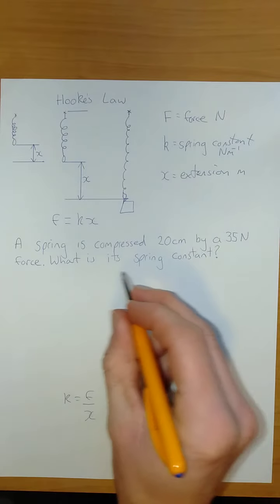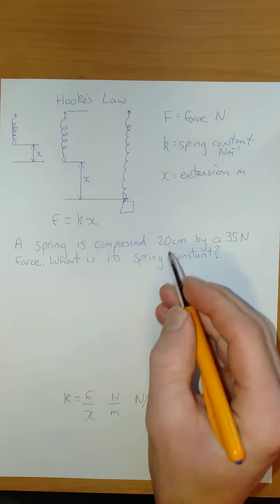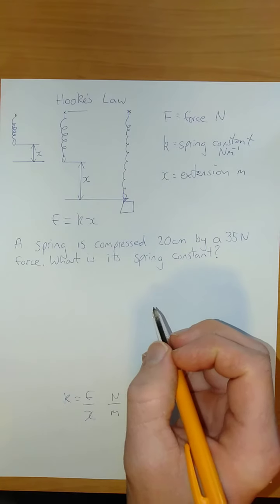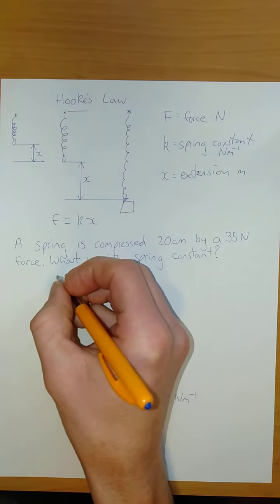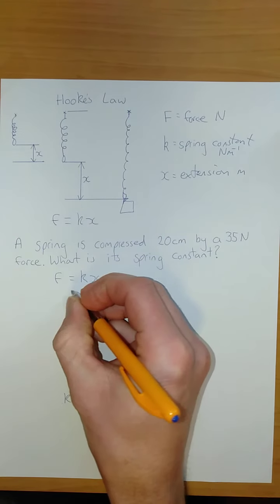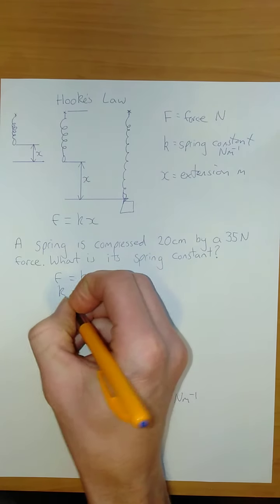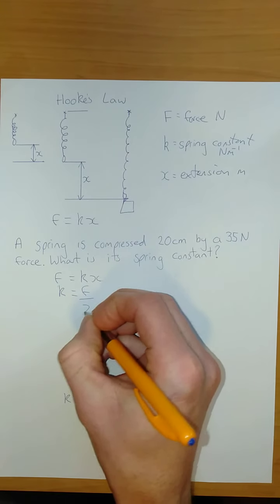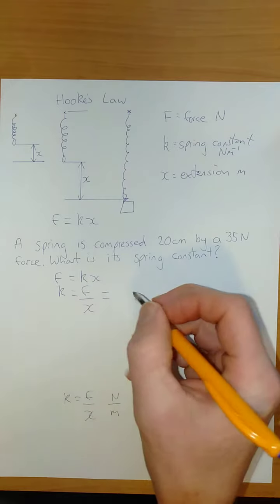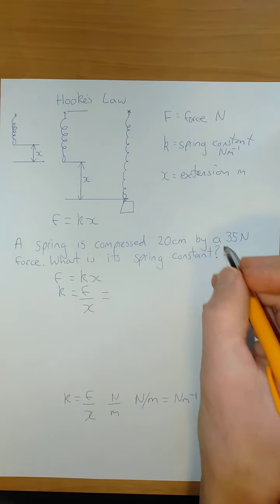Alright, so we're going to have a go at this question here. We've got a spring, it's compressed 20 centimeters by a 35 Newton force. What is its spring constant? So we write down our formula, same as what we were learning last term, F equals Kx. Rearrange it, K is therefore F divided by x. Now we can substitute in our numbers. F is going to be 35.